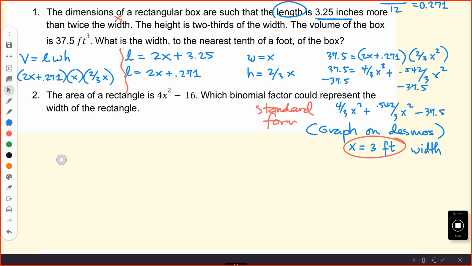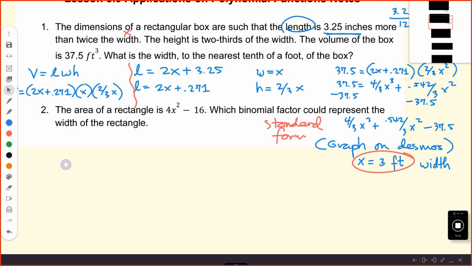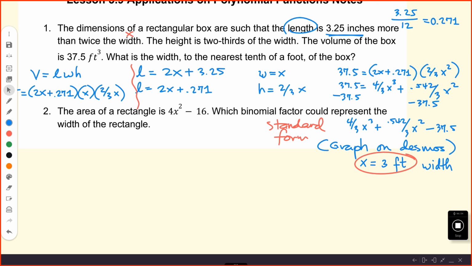Okay. Another problem. In the release questions there are this kind of problems, but these are also applications of a polynomial, right? If you know how to factor, we can use that, right? The area of a rectangle is 4x squared minus 16. Which binomial factor could represent the width of the rectangle?